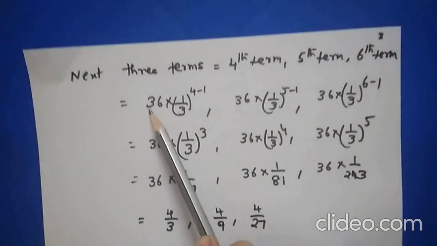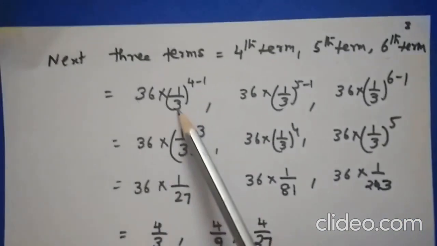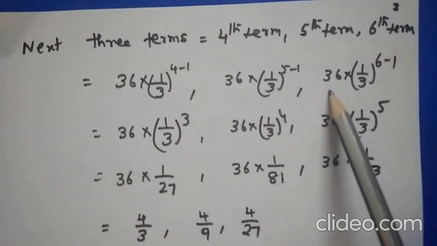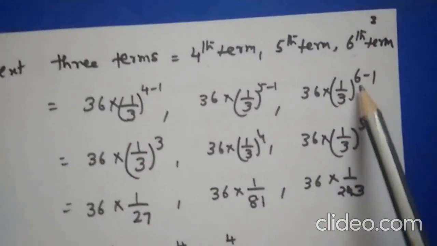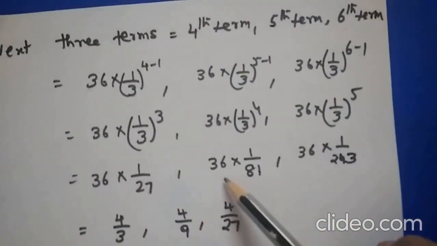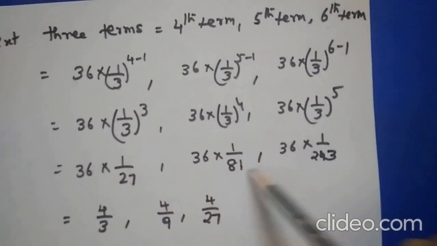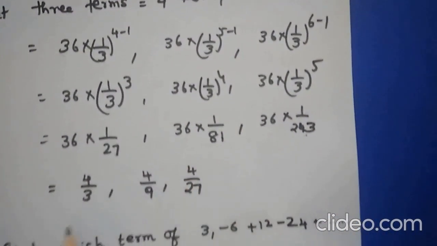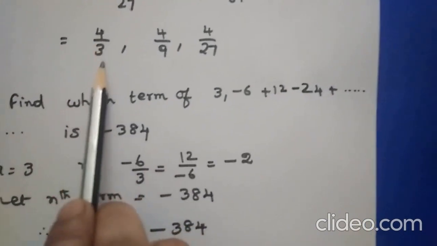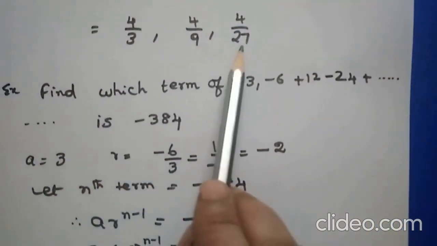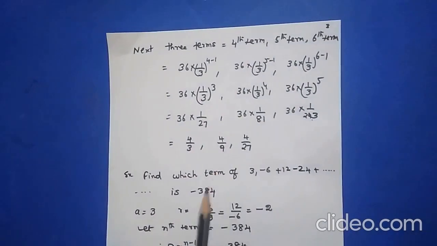First term is 36. Common ratio 1 by 3. 4 minus 1, 36, 1 by 3. 5 minus 1, 36, 1 by 3. 6 minus 1. You are getting 36 into 1 by 27, 36 into 1 by 81, 36 into 1 by 243. By simplifying, 4 by 3, 4 by 9, 4 by 27. These are the numbers, next three terms of GP.